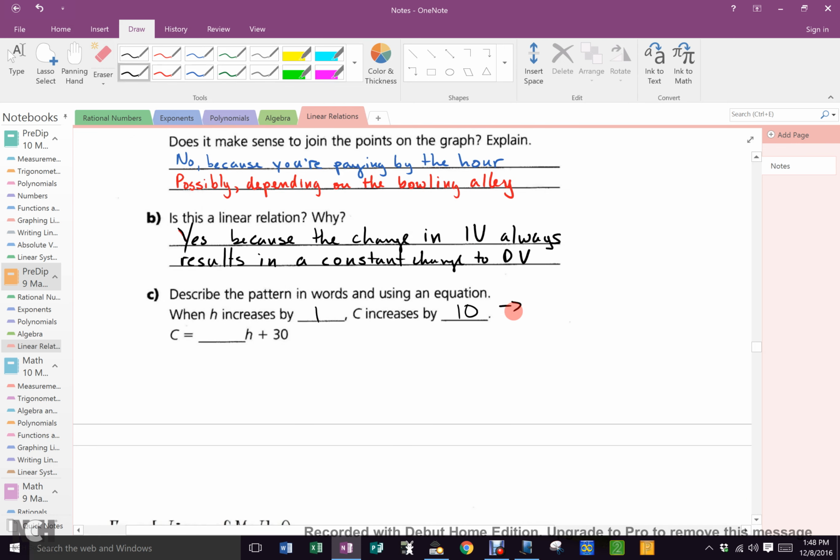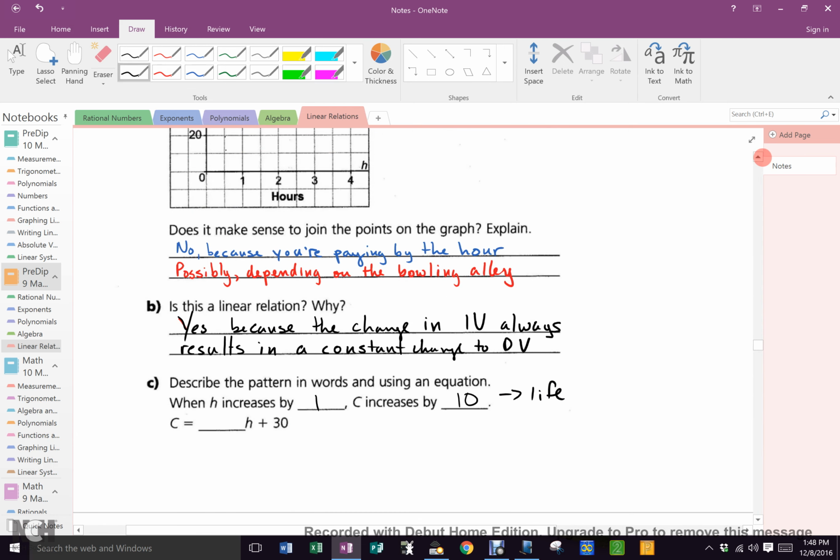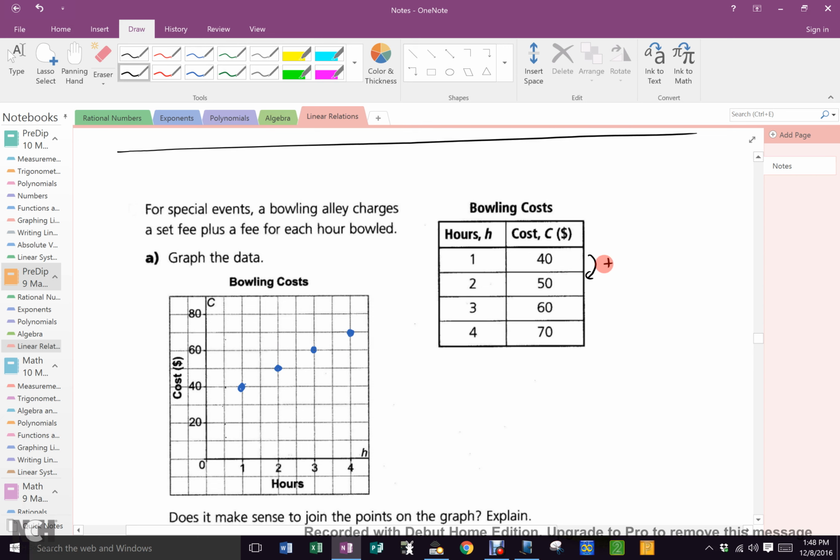Real life. This is life. I'll talk about that in a second. What is our equation? 10H plus 30, because of our chart. Plus 10, plus 10, plus 10. So I must be multiplying H by 10, yes? So cost has to at least equal 10H. But 10 times 1 is 10. I've got to get it to 40, so I've got to add in that extra 30. Right? Now, what is it on the graph? I go right 2 and up 1.